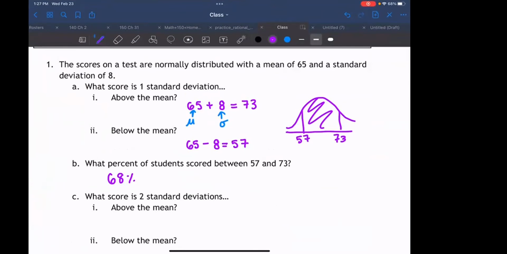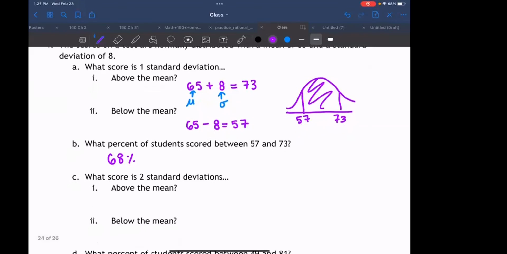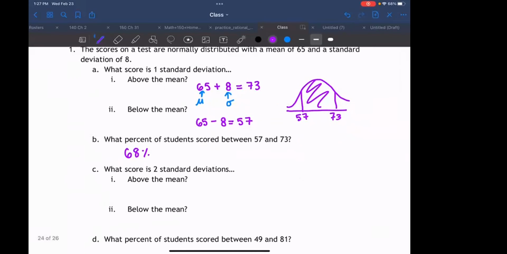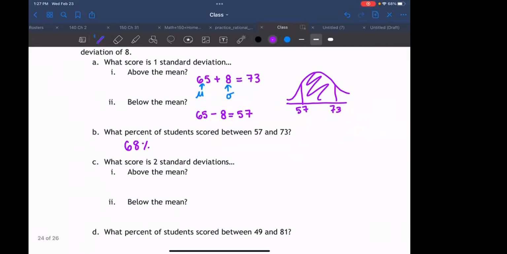One thing about these types of questions, I do require you to memorize the 3 numbers: 68, 95, 99.7. Make sure you memorize them and make sure you know which number they correspond to: 1 standard deviation away, 2 standard deviations away, 3 standard deviations away from the mean. Okay, let's do one more and then I'll have you try one on your own. What score is 2 standard deviations away from the mean? How would I find that?